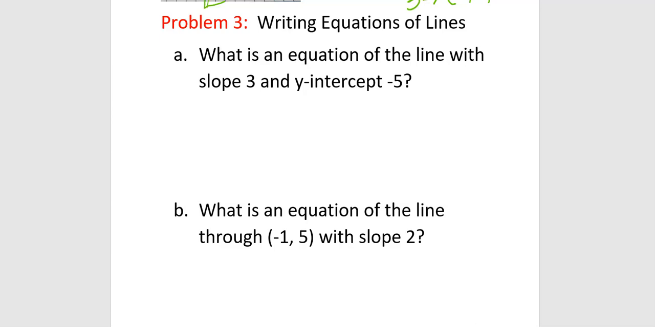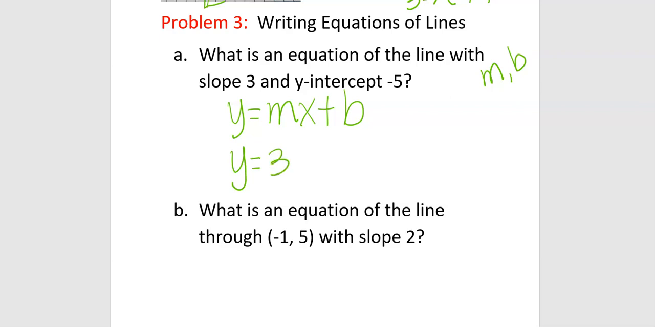So now let's use it. Sometimes you have all the information that you need to just write it into an equation. So for part A, what's an equation of the line with slope 3 and y-intercept -5? Well, you have to think about what you have. We have the slope and we have the b. Which equation does that fit best? Slope-intercept form. So we're going to put it in this one. I'm going to insert my m, which is 3, and I'm going to insert my b, which is -5.